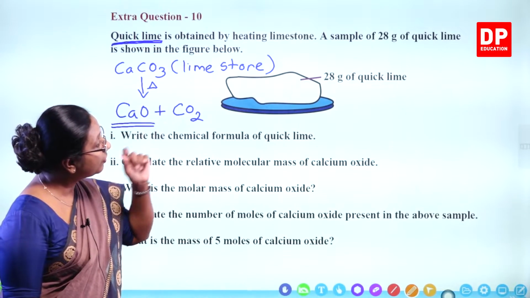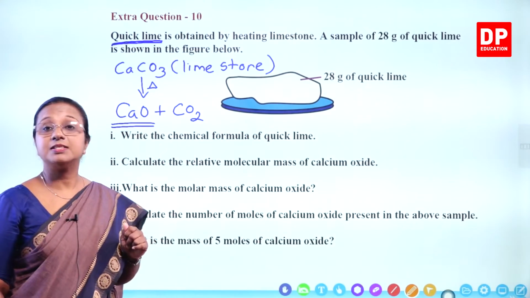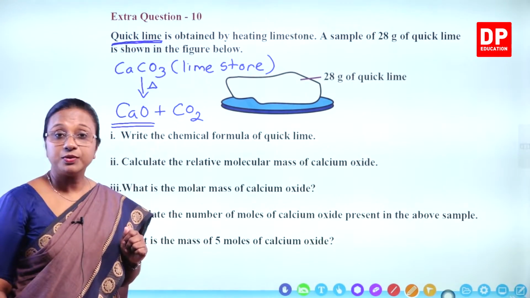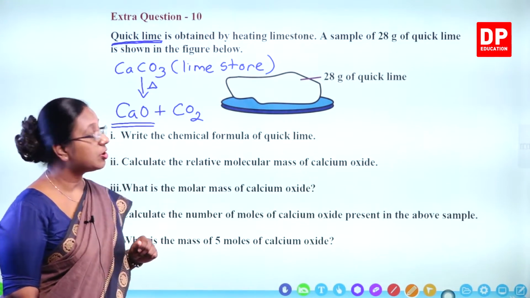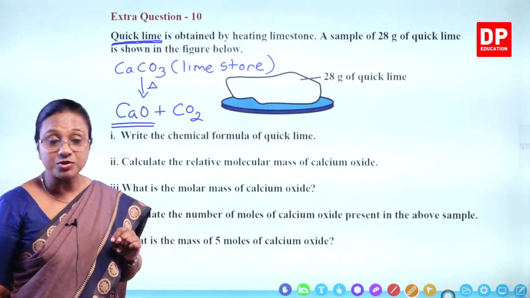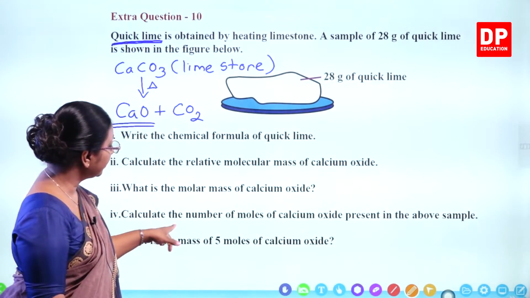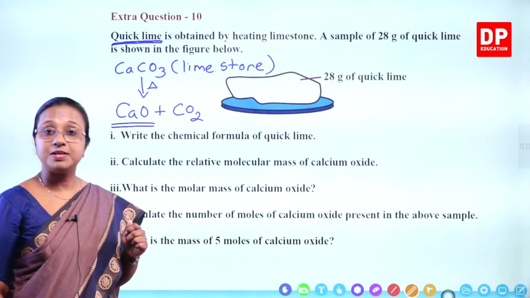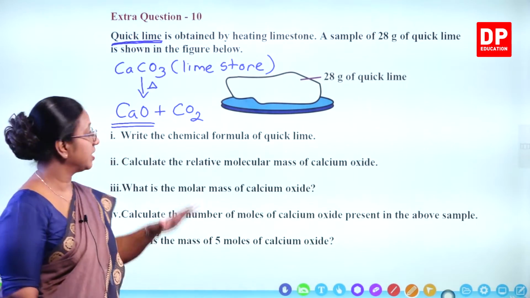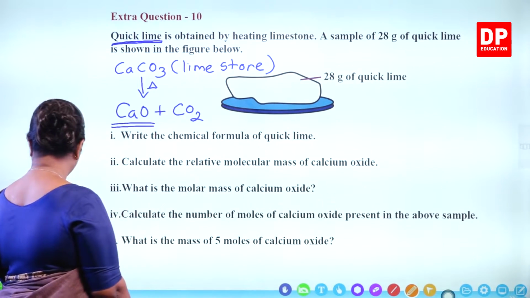A sample of 28 gram of quicklime is shown in the figure below. So this is a sample of 28 gram of quicklime. Write the chemical formula of quicklime. Calculate the relative molecular mass of calcium oxide. The quicklime itself is calcium oxide, CaO. What is the molar mass of calcium oxide? Calculate the number of moles of calcium oxide present in the above sample. What is the mass of 5 moles of calcium oxide? So those are the questions related to this. Now we will answer them one by one.